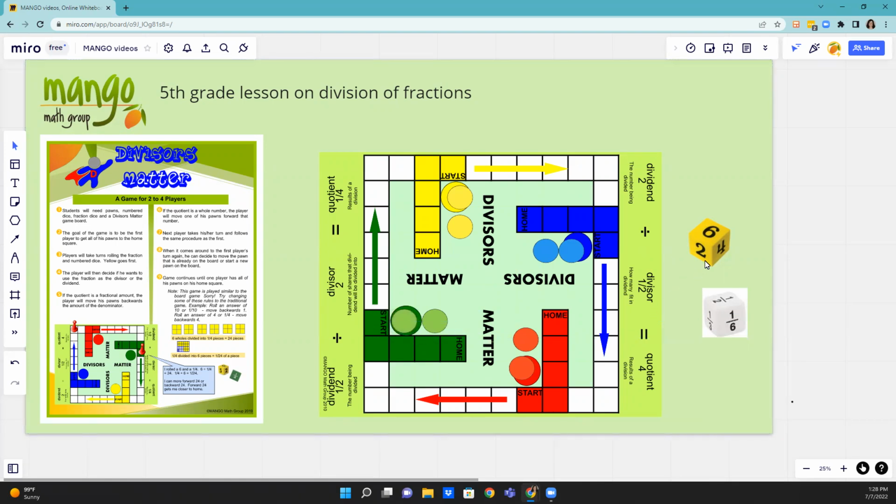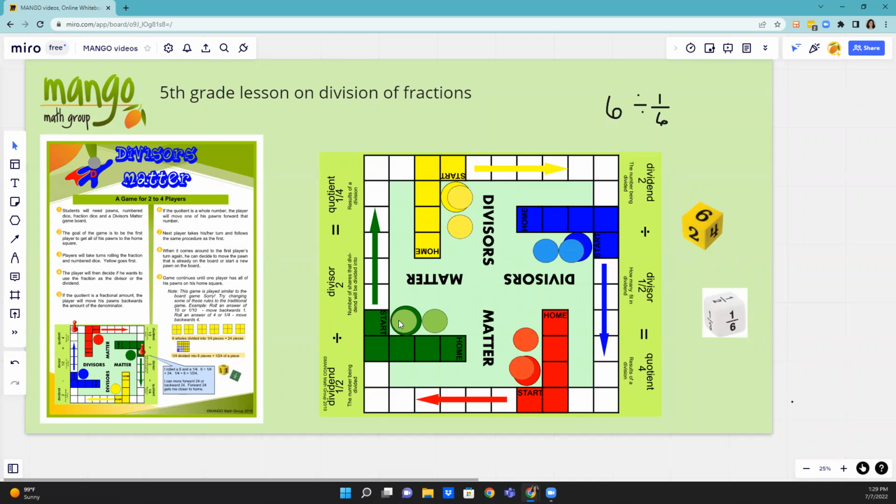Now, if they choose to put the dividend as a whole number divided by the fraction, so let's say the whole number divided by the fraction 1/6, the result of that, as it's shown here, will be a whole number. That means you're going to be moving your pawn forward the amount of that answer. This game is played almost like the game Sorry.